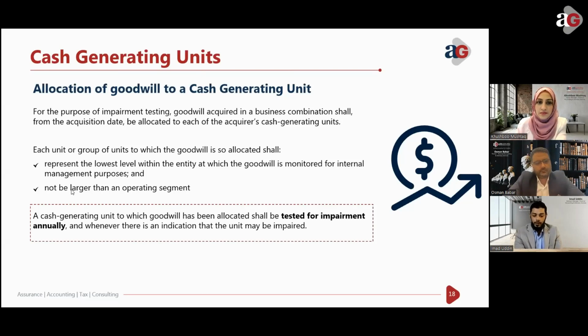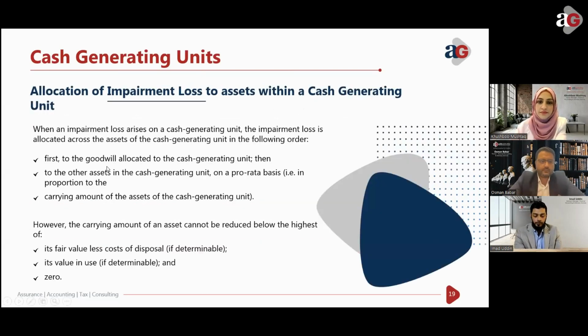Can you go to the next slide? All right. Now, let's say we have computed the carrying value of the CGU, and we have computed a recoverable amount of the CGU. Now, how do we allocate the impairment loss within a CGU? Because again, a CGU was a combination of a lot of assets, right?